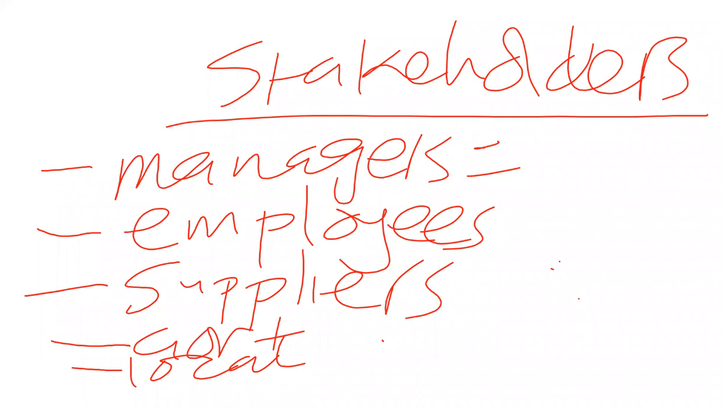Suppliers want you as managers to give them the money as quickly as possible, but as managers, you want to delay because you want to use that same money to do other things. So there is a problem here. Then the government wants to be taxed, but you as managers want to maximize the wealth of the shareholders, so you're not interested in paying tax. So you have all that.